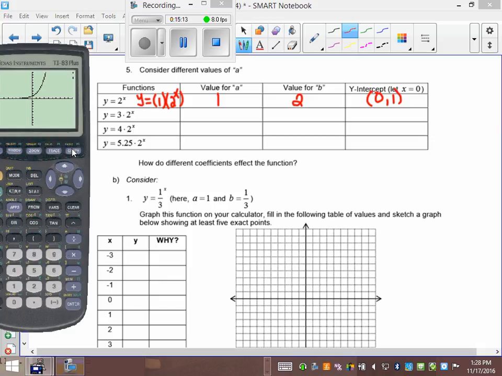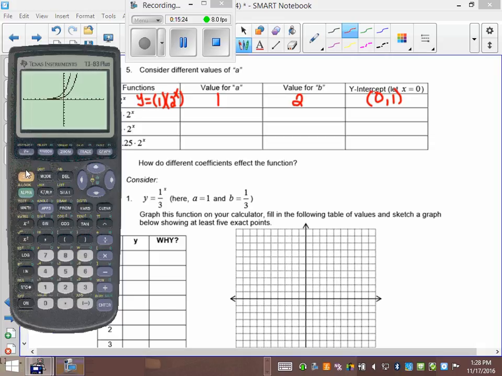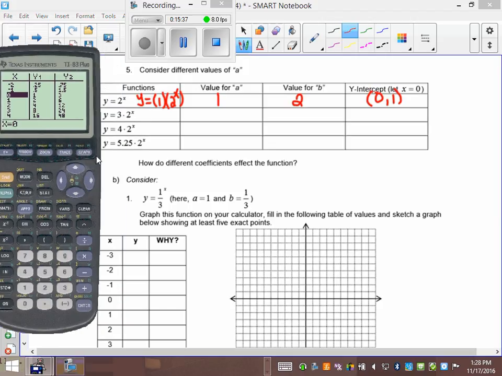So this is the original 2 to the x. What am I going through now? My y-intercept. So I look at these ones over here. When x equals 0 for the first one, y equals 1. When x equals 0 for the second one, y equals 3. Value of b is 2. The value of a is 3.